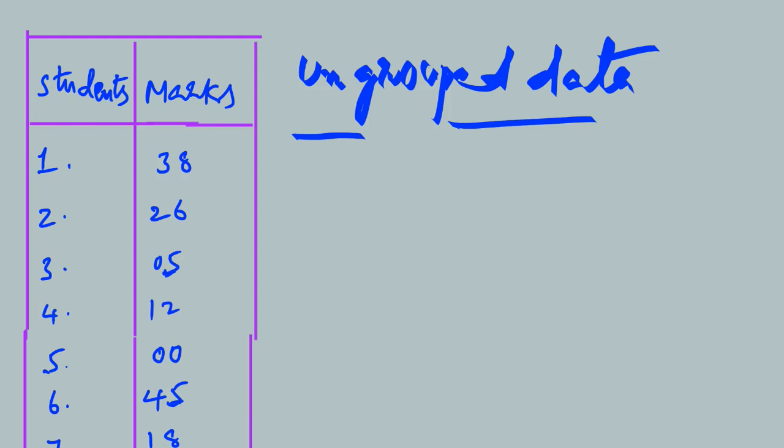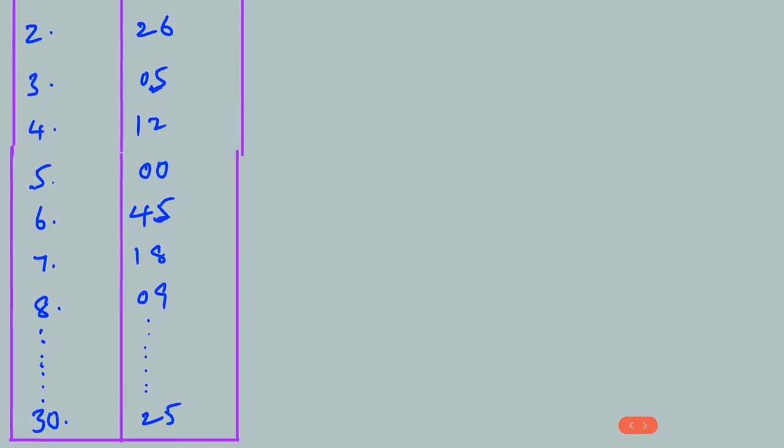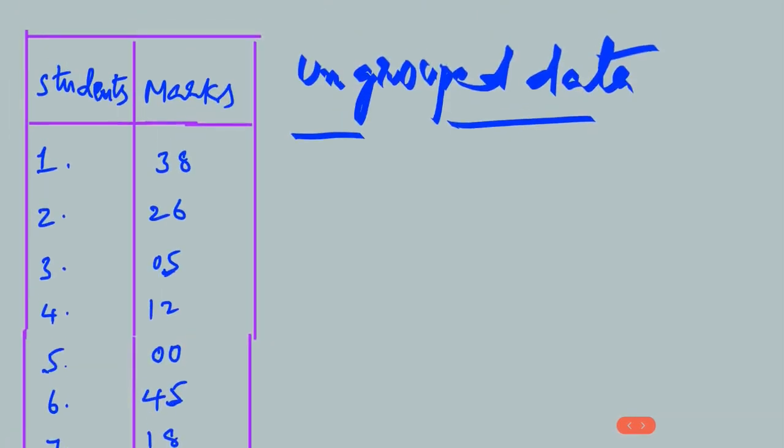Observe the table. Here, a total of 30 students have written an exam. That exam was conducted for 50 marks. Out of 50 marks, how many marks each student got. Your first student got 38 marks, second student 26, third student 5 marks, like that. Total 30 students are there, and these are their marks.